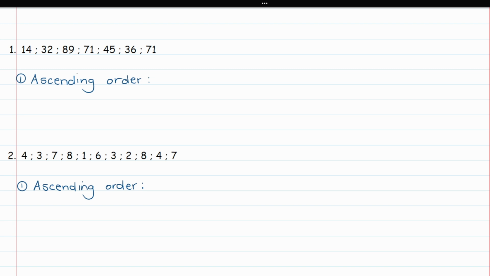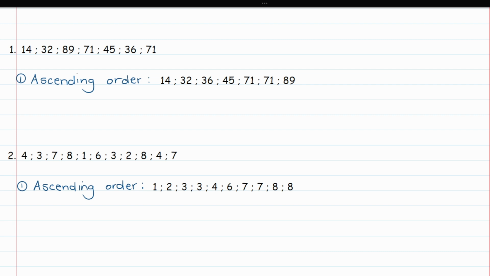For both sets of numbers, you should have started by first placing them in ascending order. So question 1 should now read 14, 32, 36, 45, 71, 71, and 89. And question 2 should read 1, 2, 3, 3, 4, 6, 7, 7, 8, and 8.